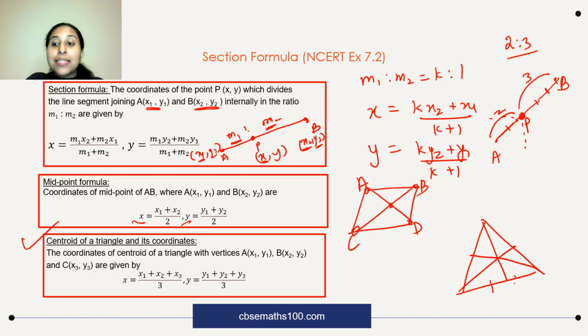A median is a line which bisects a base. So the meeting point of all the medians will be the centroid. This point is called the centroid. The centroid has X coordinate as the sum of X coordinates of all the 3 vertices divided by 3. Y coordinate will be the sum of Y coordinates of all the 3 vertices divided by 3.